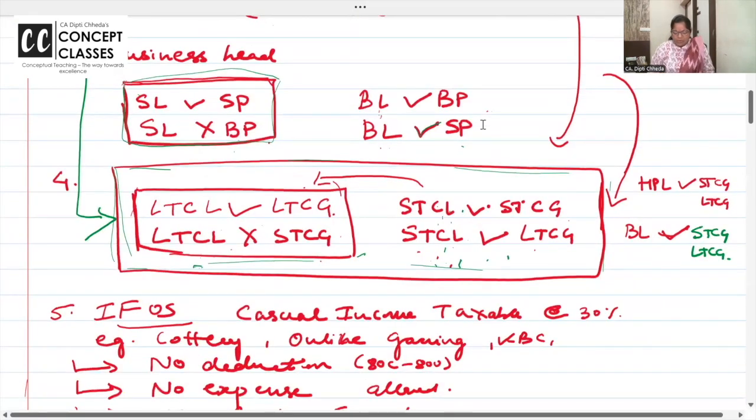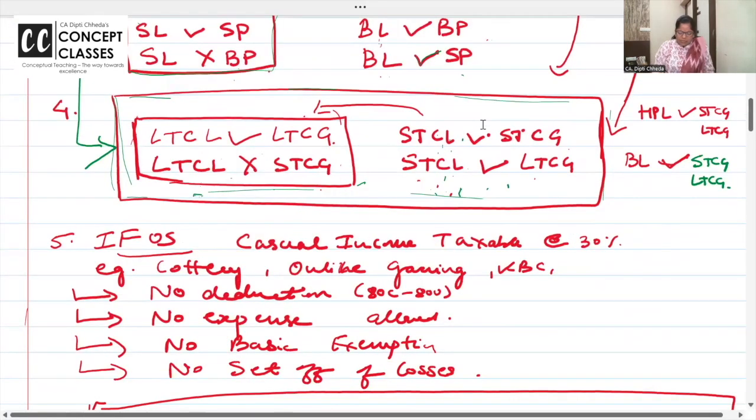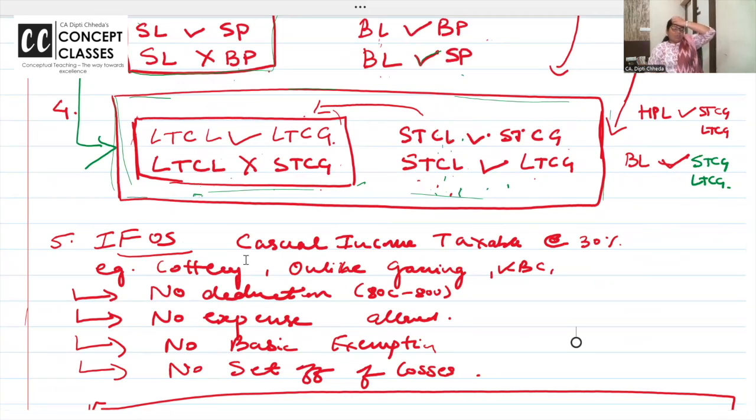Is it clear to all of you? And the last one is income from other sources. Income from other sources, all the casual income is taxable. Say you're winning from lotteries, online gaming, PUBG, and all. Nowadays, that's 78% income, which is undisclosed and all. But subject to four rules: no deduction from casual income, no deduction.